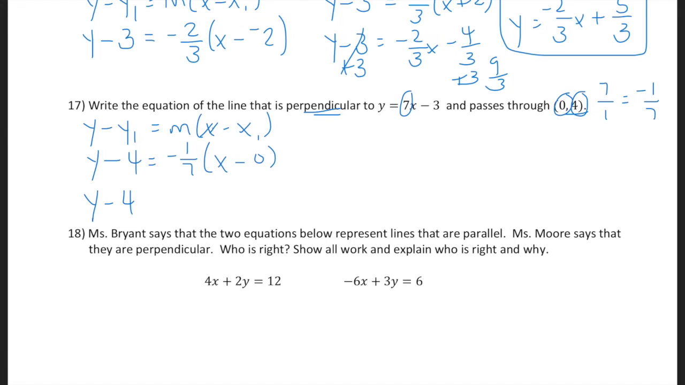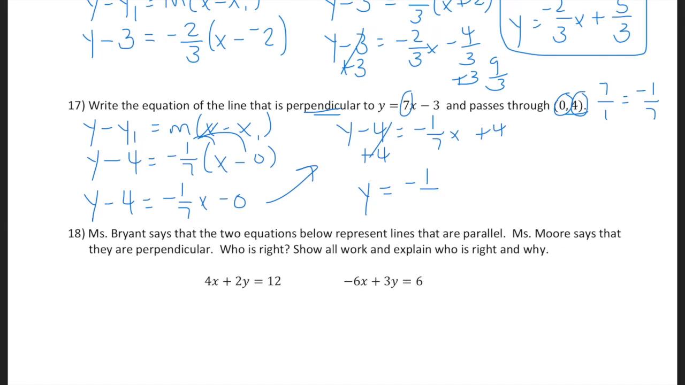So y minus 4 equals, we can distributive property, negative 1/7 x minus 0. That would be y minus 4 equals negative 1/7 x. If I add 4 to both sides, I get y equals negative 1/7 x plus 4.